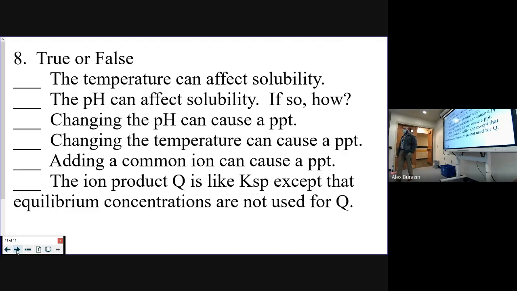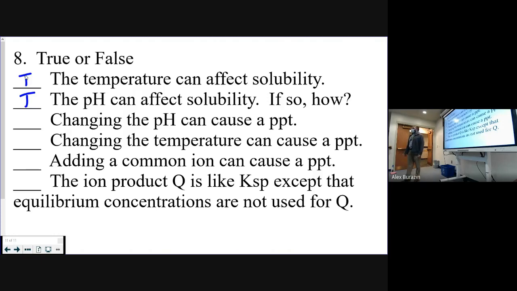Temperature can affect solubility. What do you think? Do you think if I change the temp, would that mess with how much something dissolves? I think so. That feels pretty safe. Do you think the pH could affect solubility? If I tried to dissolve something in an acidic solution, or if I tried to dissolve that substance in a basic solution, do you think that would change how much dissolves? I think so.